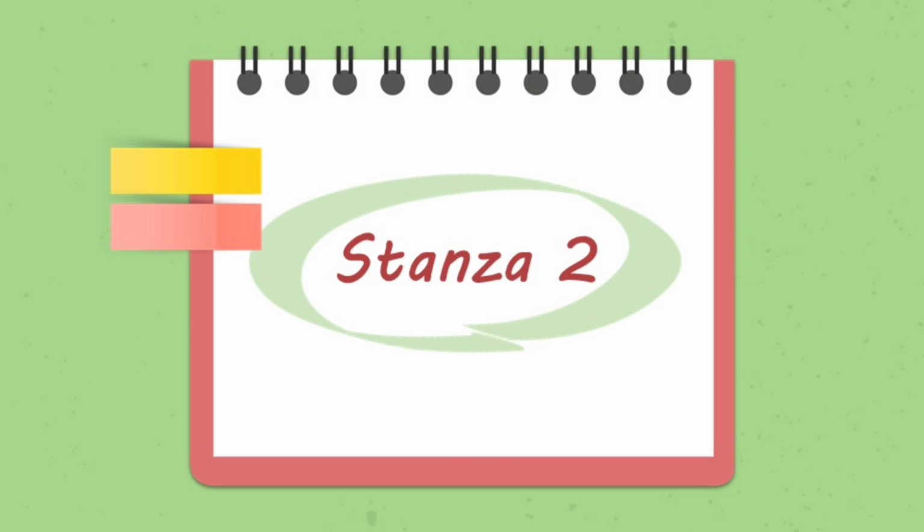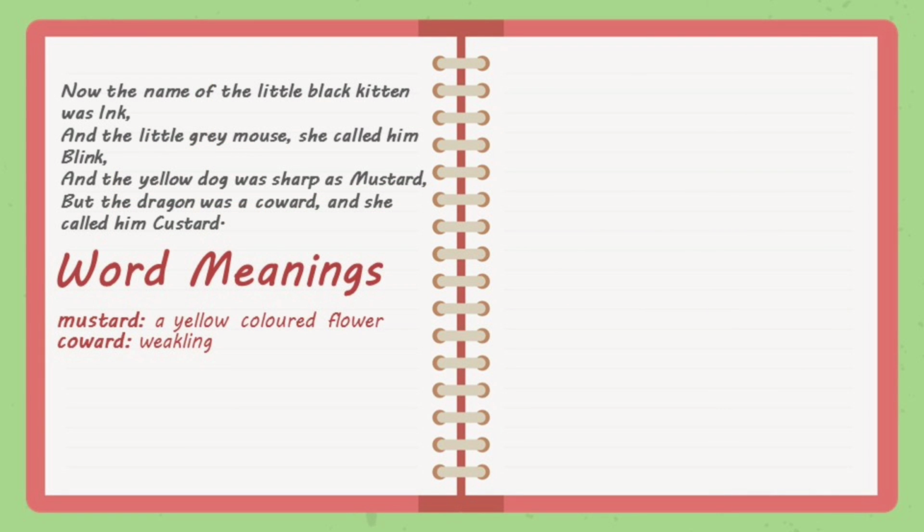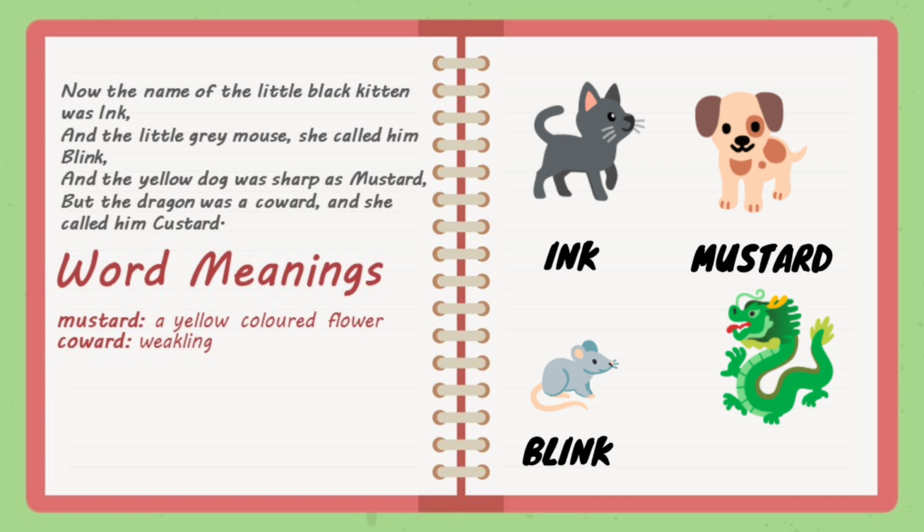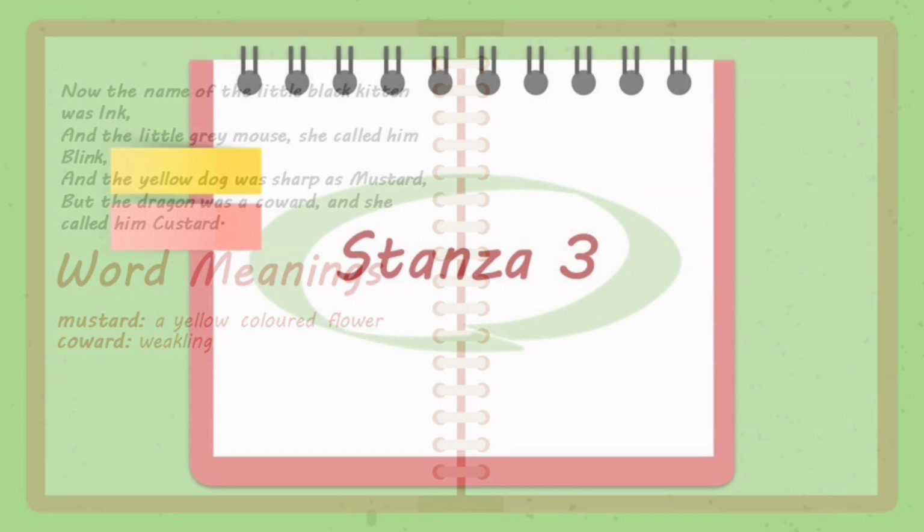In the second stanza, the poet introduces the characters. The poet tells that the little black kitten was named Ink and the tiny mouse was given the name Blink. The little dog of yellow color was Sharp and was therefore called Mustard, which is known for its sharp, pungent taste. So you have those yellow color mustard flowers, right? They have sharp and pungent taste and color. And the dragon, who was a timid, weak creature, was called Custard because of his cowardice.